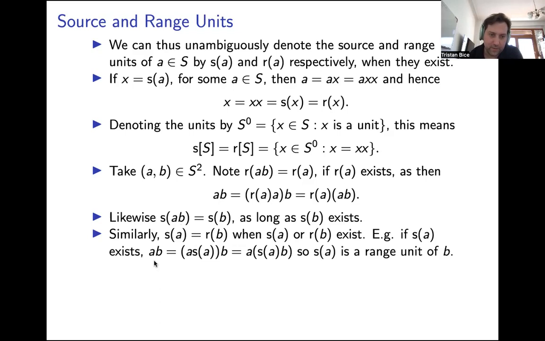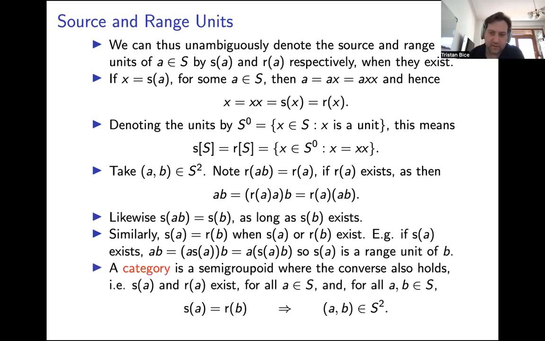Simple argument, look at AB, replace it with, let's say, a source of A, assuming that's defined, move the brackets over by associativity, and this is saying that SA can be multiplied by B, i.e. it is a range unit of B. Yeah. And it seems like an almost trivial observation, but it's really the key, because it's the converse of that uniquely that defines what a category is.